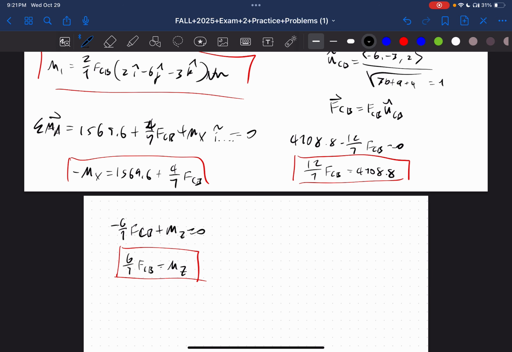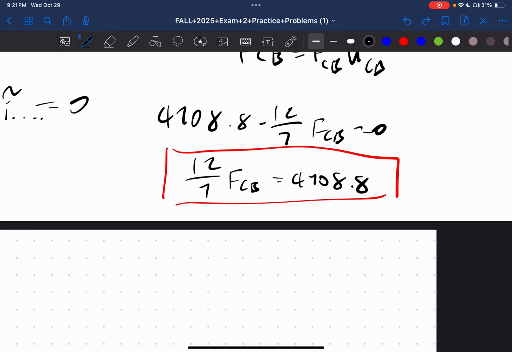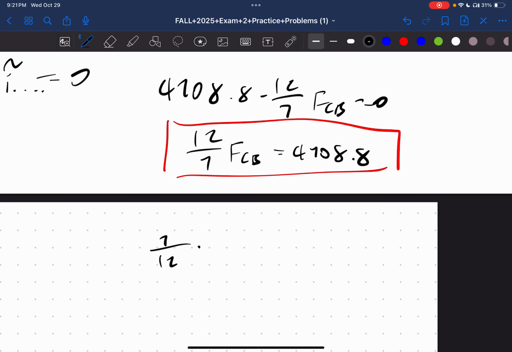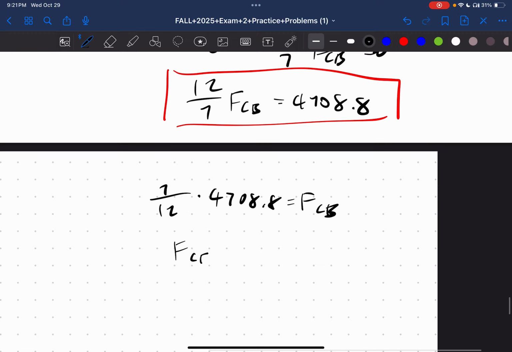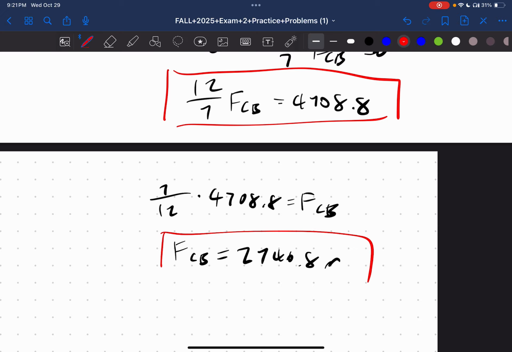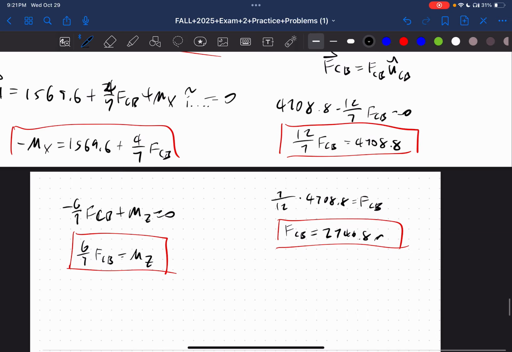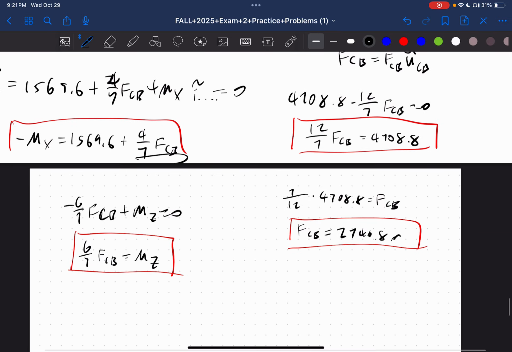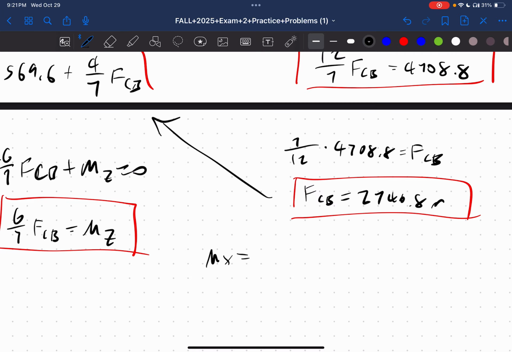From this, we can solve for FCB. So basically 7 over 12 times 4708.8 is going to be equal to FCB. And we can conclude that FCB is going to be equal to 2746.8 newtons. Now that we have this, where can we go from here? Okay, so we can plug this in and solve for Mx. So Mx is going to be equal to, take this, plug it in here, negative 3139.2 Newton meters.